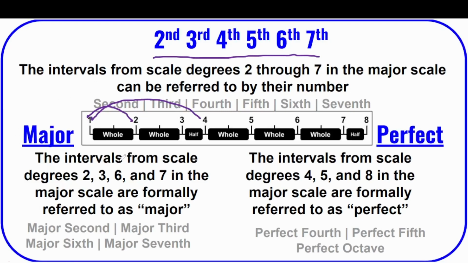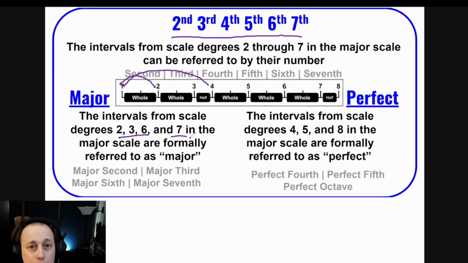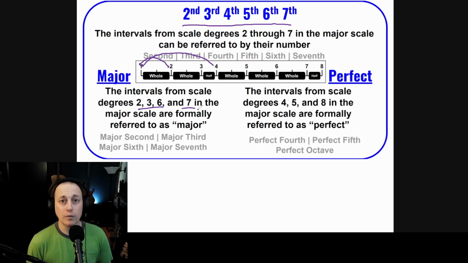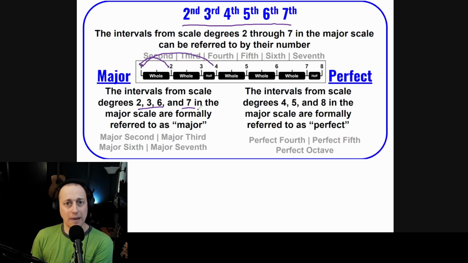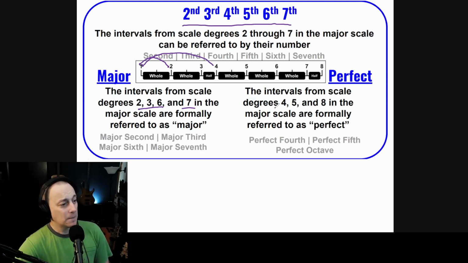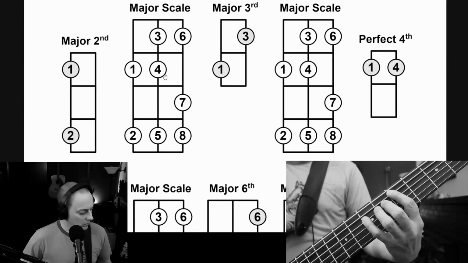The intervals from scale degrees 2, 3, 6, and 7 are formally known as major. Okay, if I want to be more complete in my description, I can call it a major second. Or if someone says a major second to me, I don't have to be thrown off and say, what are you talking about? What is a major second? It's just a second, and it can be called a second or a major second. 4, 5, and 8 are formally known as perfect. Those are the rules. Those are your major and perfect intervals. Now let's get into the fretboard.